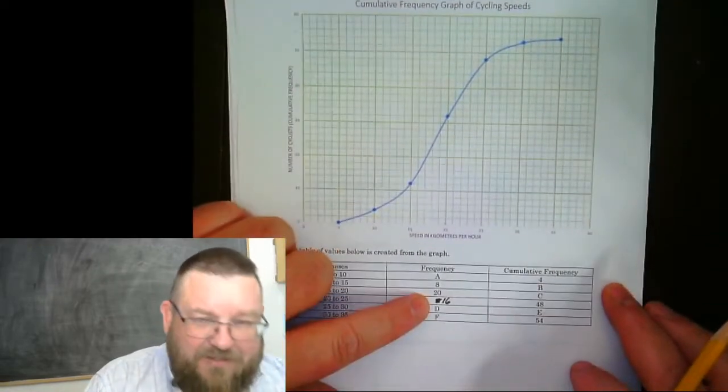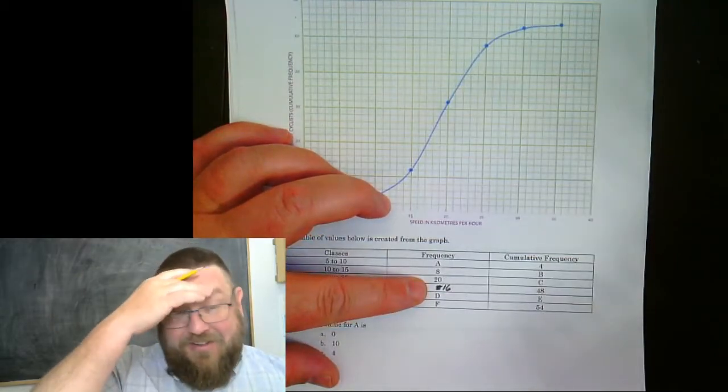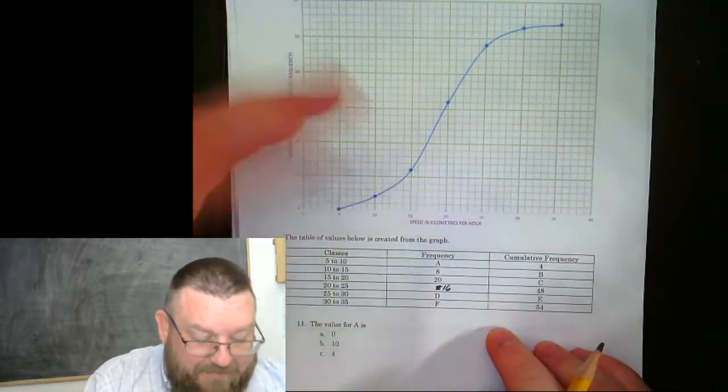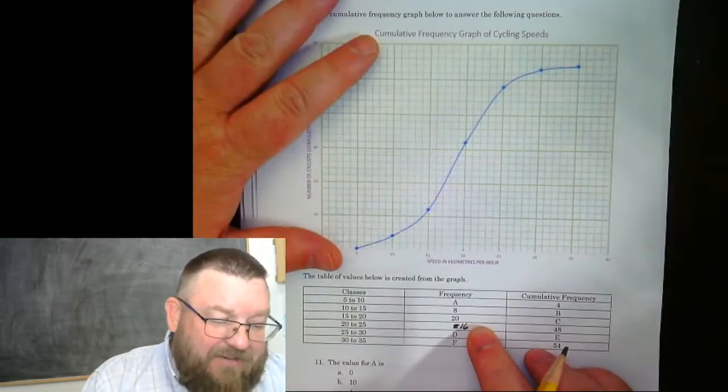Now there's a mistake on this chart right here. Since I started doing the video, I noticed it, so I stopped it and changed the official copy, but I didn't want to print a new one and waste paper, so I just scratched it out. So here we go.